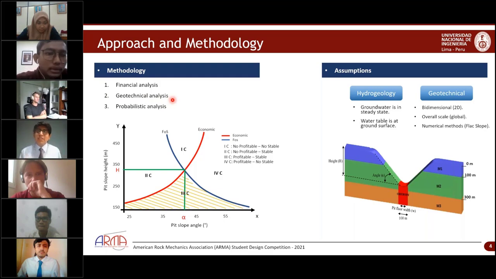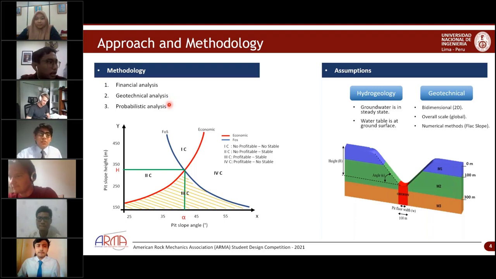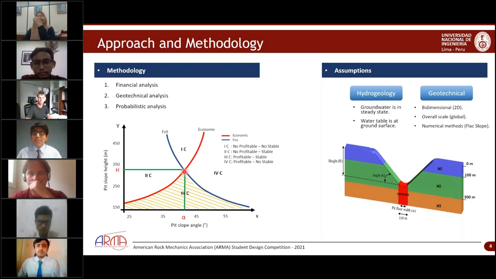Second, a function that represents a constant factor of safety of 1.3 with various combinations of slope height and slope angle was obtained. And this is shown as a blue curve in this figure. Third, the intersection point of these two curves is found. This point will give us a combination of pit height and slope angle values, which are later assessed probabilistically. If the probability of failure results in a value less than 5%, then the slope design at this point meets both geotechnical and financial constraints.